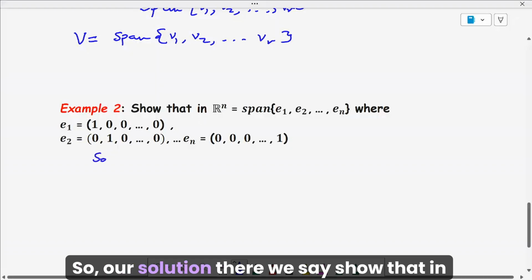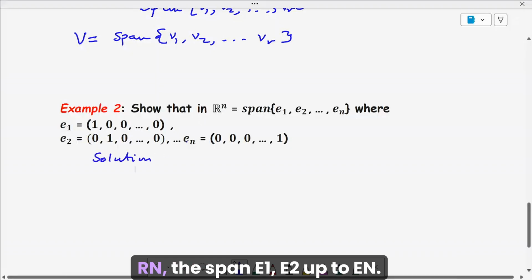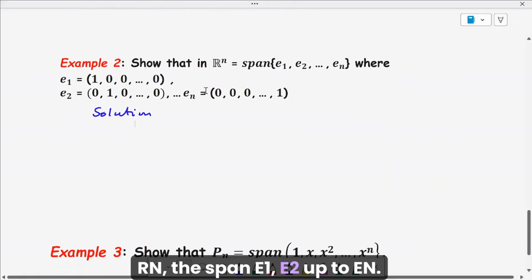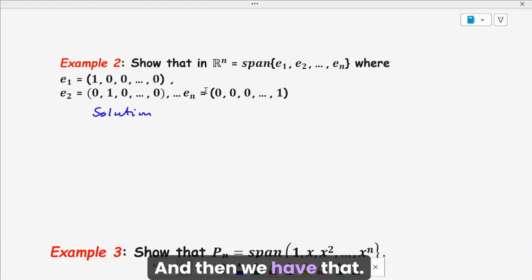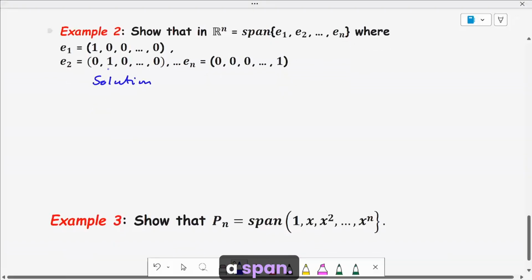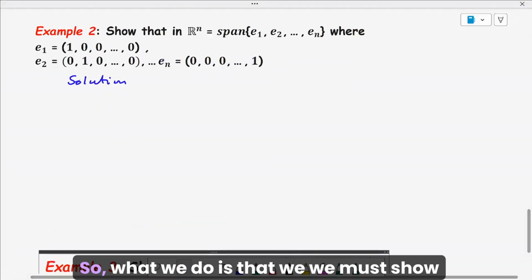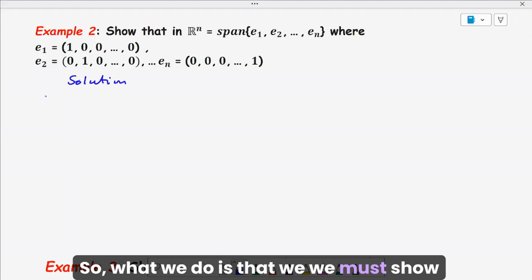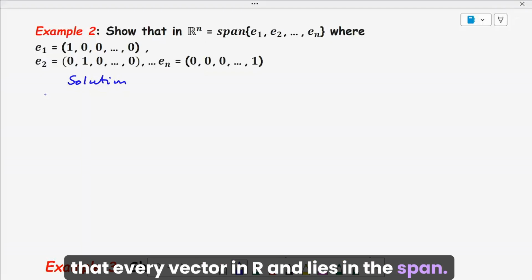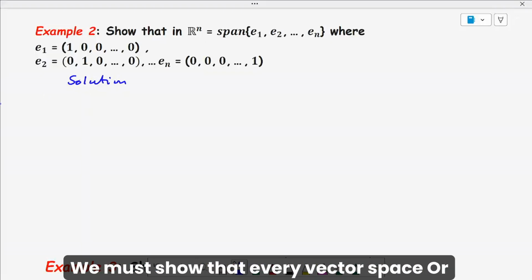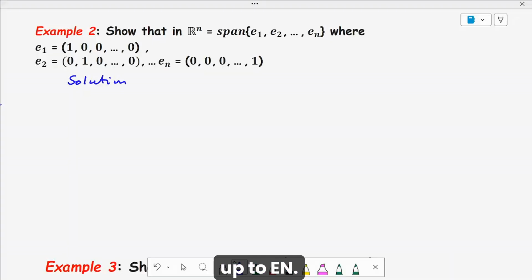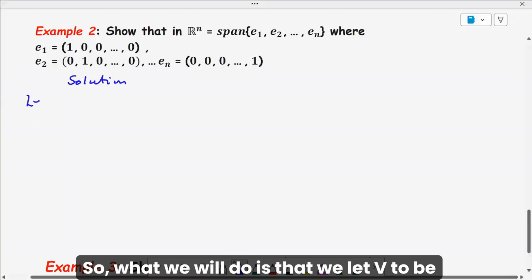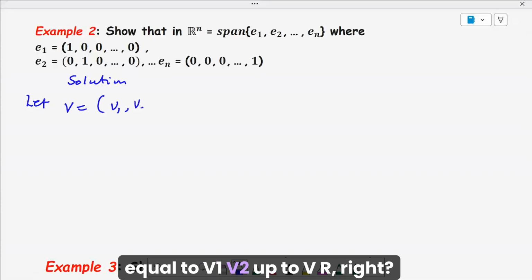So our solution: show that in Rn the span of E1, E2 up to En, which they've given us, is Rn. So we are supposed to show that it is a span. All right. So what we do is that we must show that every vector in Rn lies in the span of E1, E2 up to En. So what we will do is that we let v be equal to v1, v2 up to vr, right?